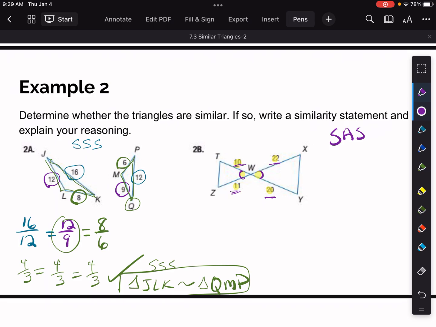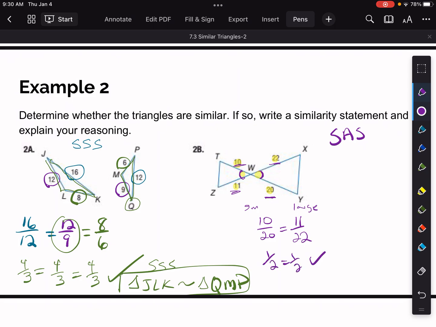Okay, so I'm going to say 10 over 20. I got to make sure that that's proportional to 11 over 22. Okay, and I went with the smallest here on each triangle. So these are both the smallest, right? And these were the largest. So set up the proportions, like make sure that they're corresponding. So make sure you're looking at the smallest on each one and then the largest. And when you reduce these, they both reduce to 1/2. Okay, so that checks out.